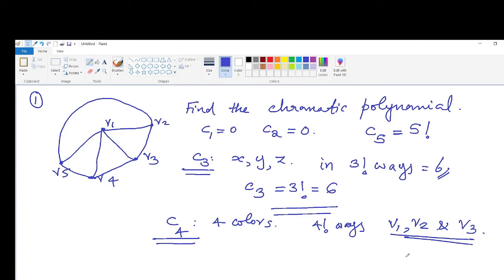Suppose V4 has 2 choices, either the 4th color or the 5th color. Then after selecting that color, V5 has only 1 choice. So what is the value of C4 here? C4 is equal to 4 factorial into 2, that means 24 into 2, that means 48. So C4 is equal to 48.